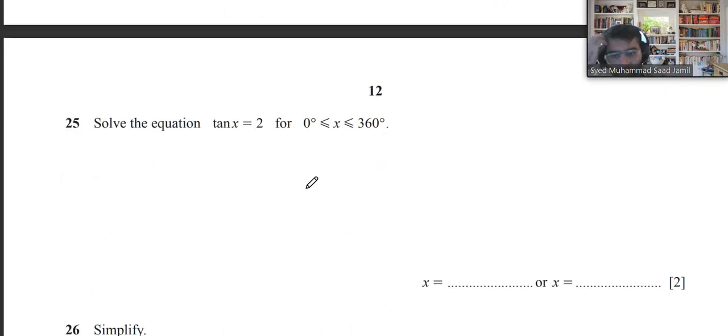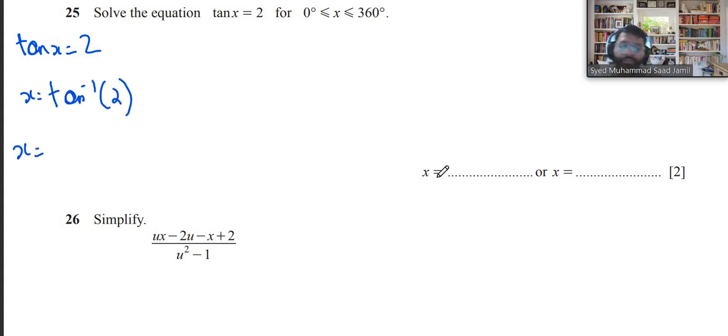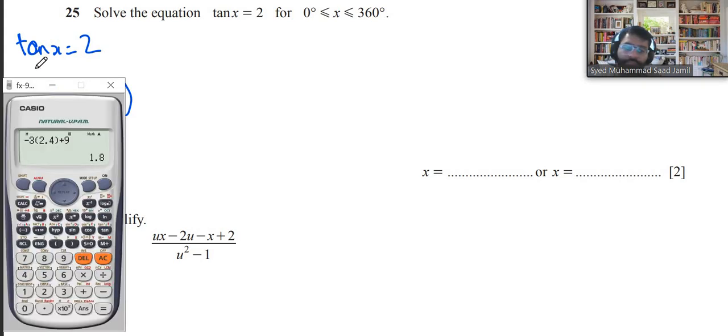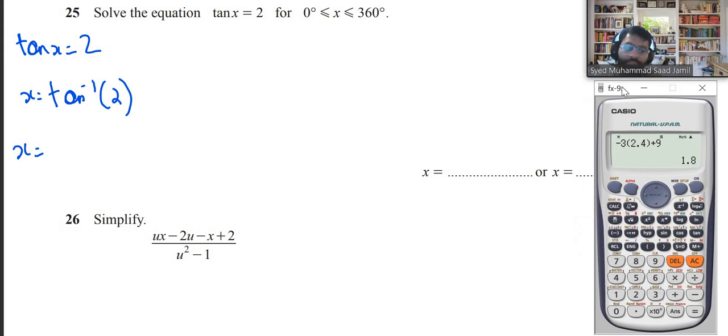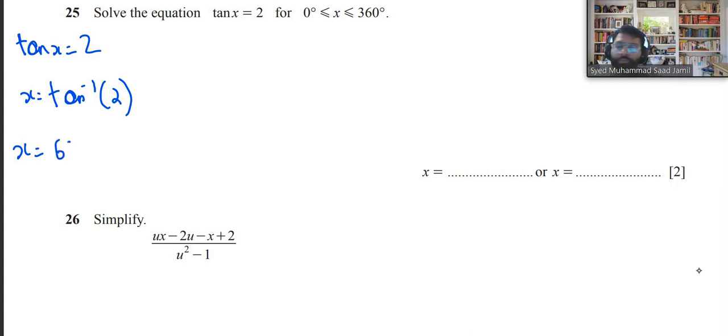Okay. Now it says solve the equation. Alright. So it says tan x is equals to 2. So tan x is equals to 2. X is equals to tan inverse 2. X is equals to 63.43.